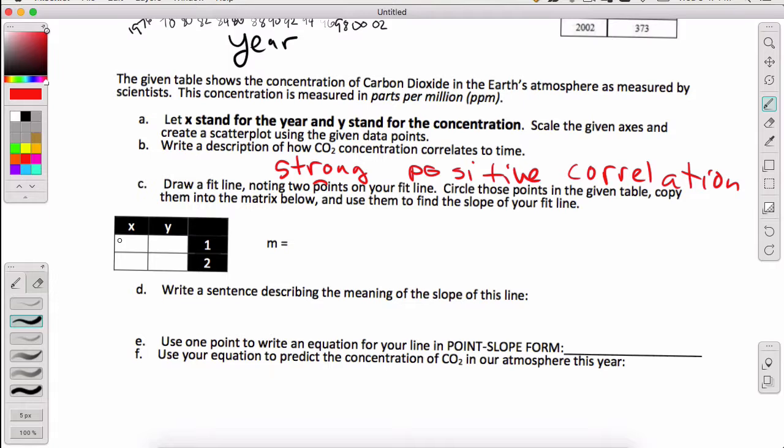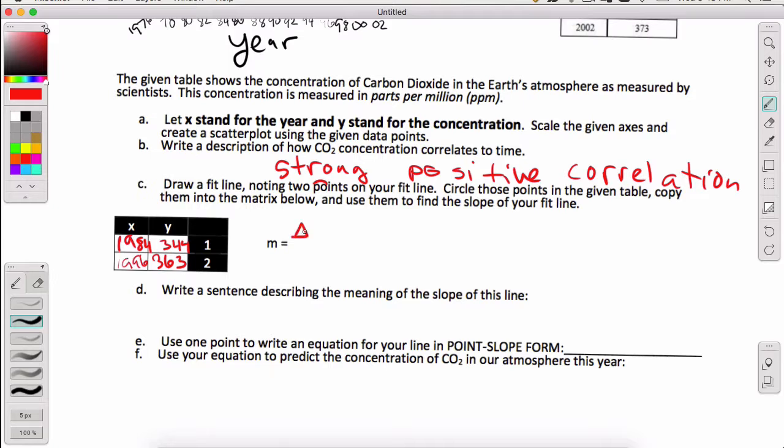Okay, cool. But now if we're going to find the slope of the line, we have to use two points. Those two points were 1984, and there were 344 parts per million. But then by 1996, that number had grown to 363 parts per million. So now I need to use the slope formula to find the slope there.